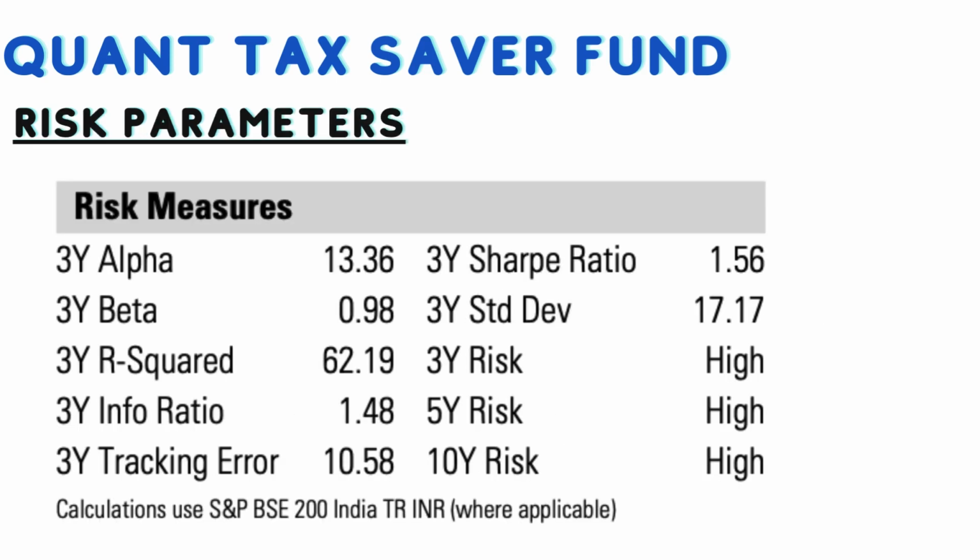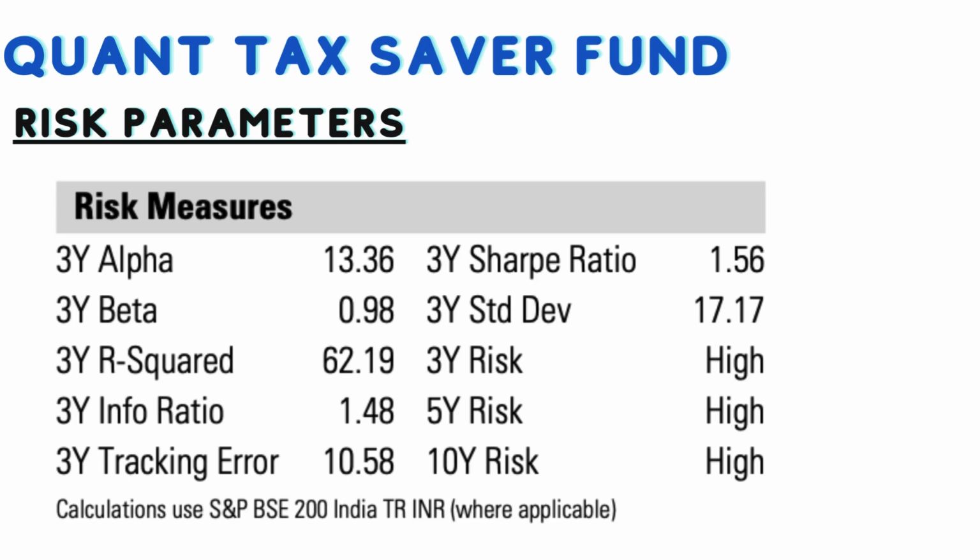Coming to the risk parameters of Quant tax saver fund, this fund has the 3-year alpha highest in its category, and 3-year Sharpe ratio is also highest at 1.56 in its category. And Sharpe ratio measures the risk adjusted return, that is how much return is generated for the risk taken. And another interesting thing here is this fund has the highest risk, that is standard deviation, in the entire category. The standard deviation of this fund is 17.17%. This is highest in its category, that is of the ELSS category.